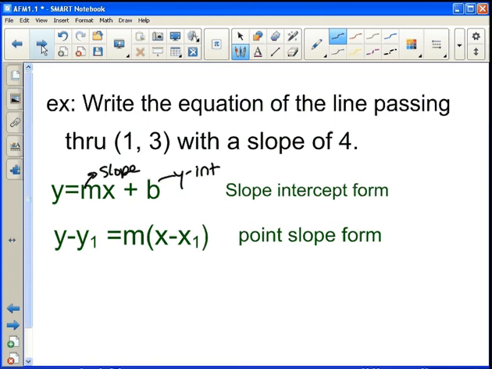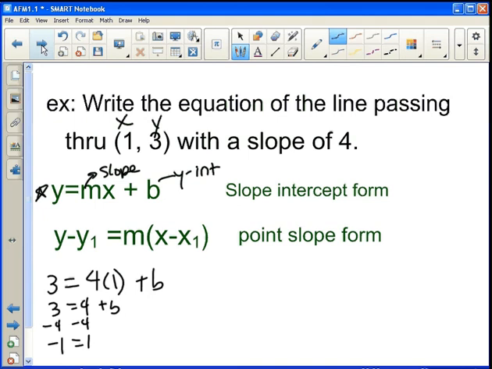So with the slope-intercept form, we have y equals mx plus b. So we plug in our y value, which is the 3. So we get 3 equals, m is our slope, that's 4. Our x value is 1, plus b. So we get 4 times 1 is 4. Subtract 4 from both sides, we get negative 1 equals b.